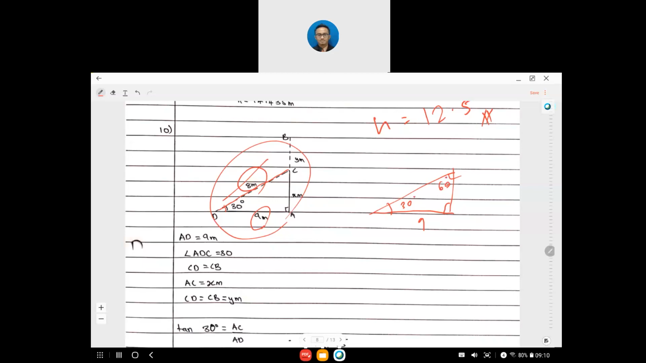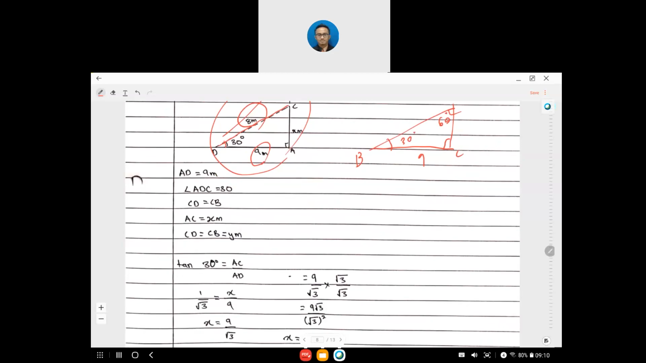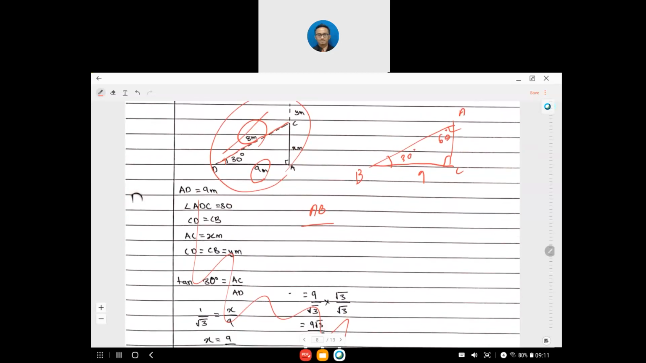Okay, by using law of sine, you can find, okay, let's say here is A, B, here is C. Ni dah salah habis ni. Okay. So by using law of sine, AB over AB. No, silap. This one A, this one B, this one C. Okay.